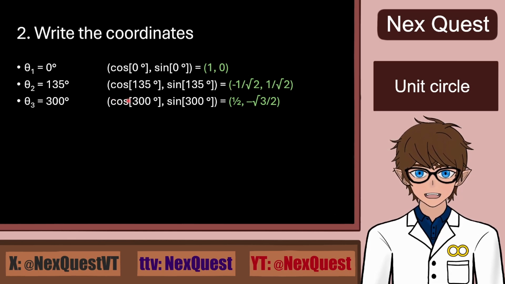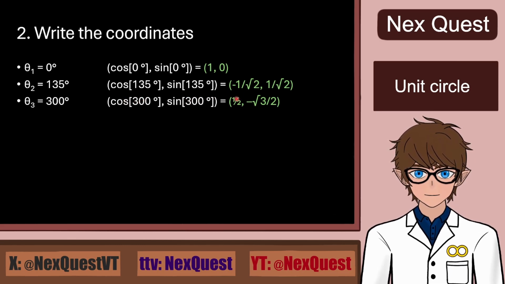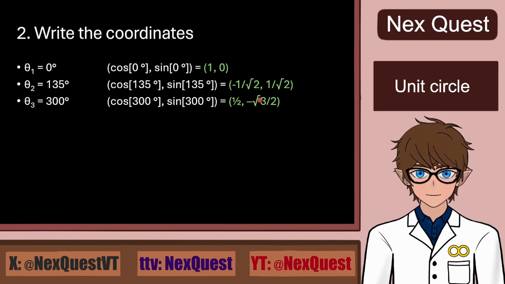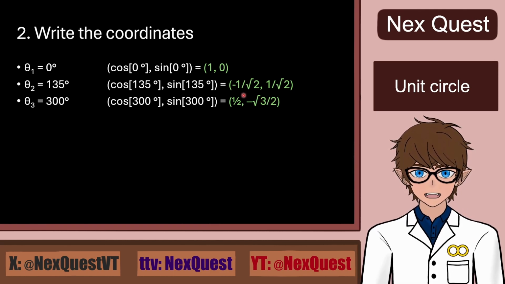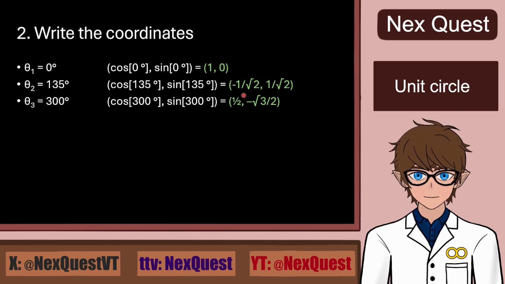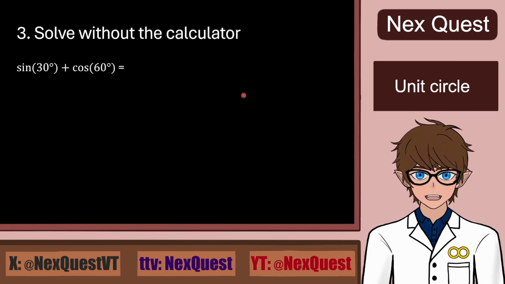Either this one or the factorized form, as long as the first one is minus and the second one is plus. And lastly, cosine 300 and sine 300, we get 1/2 as the x coordinate and minus square root of 3/2 as the y coordinate. So we used the calculator and made it look very simple. However, for the next one, because this one was too easy, we're not going to be able to use it.